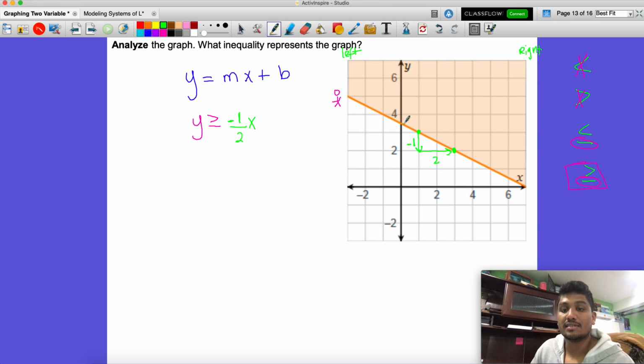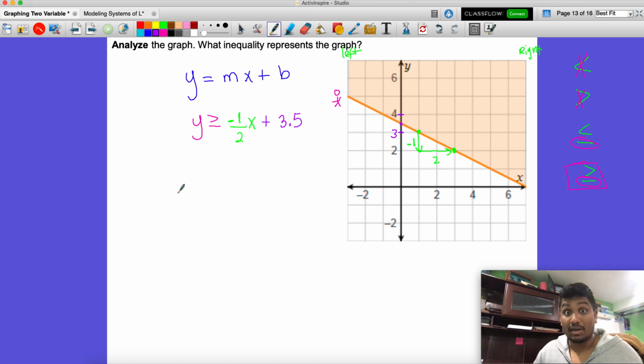And our y-intercept is where this line crosses the y-axis. You see, it's not a good point. Let me see if we can put that in a different color. Here's 2, so here's 3, and it's right between 3 and 4. So we can call that 3.5, plus 3.5.